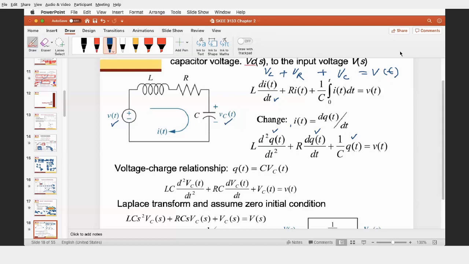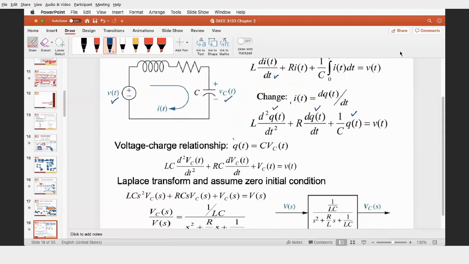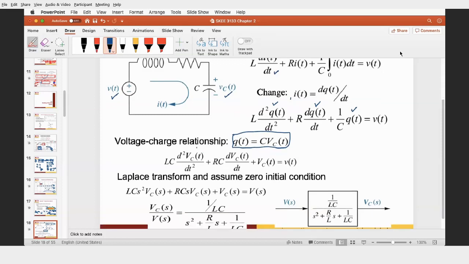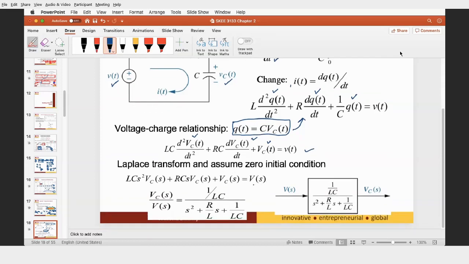q(t), dq over dt, and d squared q(t) over dt squared. Okay, so you know that q(t) is C times vc. You can refer to the table. So if we substitute dq over dt here, we get C dvc over dt. And for q(t), you get C vc, but it cancels with the C, so you only have vc here, equal to v(t). Just substitute v(t) inside this equation.